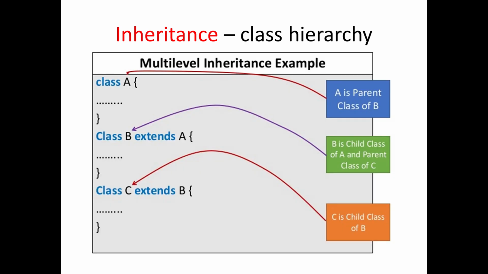This is a simple example for multi-level inheritance. Here there are three classes: class A, class B, class C. Class B is a child of class A, so class B can access the property of class A. And class C is the child of B, so class C can access the property of class B and also class A. Here class A is a grandparent, class B is a parent, and class C is a child. That is, C is a grandchild of A. So a child can access the property of its parent and also its grandparent.